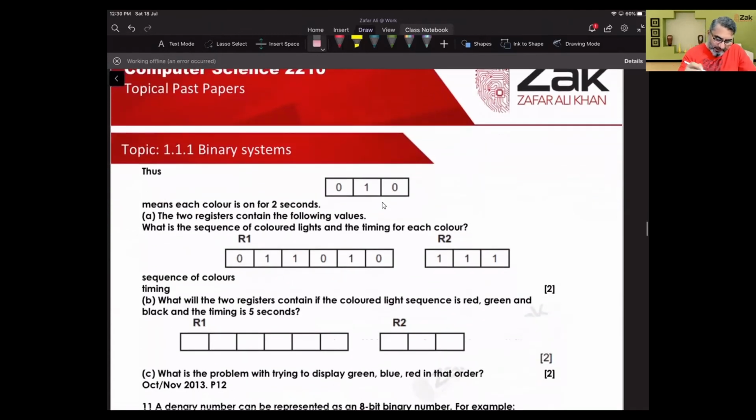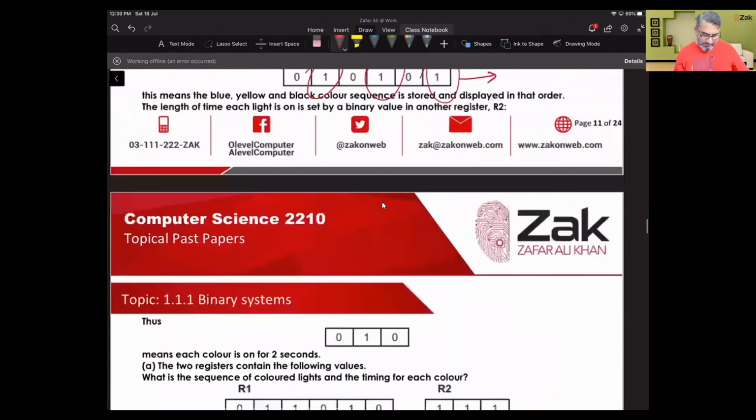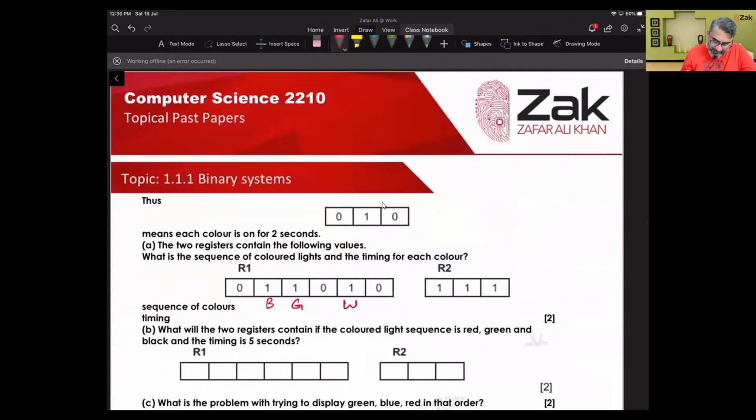All right, so this one is red, blue, green, yellow, white. Red, blue, green, yellow, white, black. So this is red, blue, green, yellow, white, and for how many seconds? 7 seconds. 1, 2, 4. 4 plus 2, 6 plus 1, 7. 7 seconds. So the two registers contain the following values. What is the sequence of colored lights and time for each? So that would be blue, green, white for 7 seconds each.